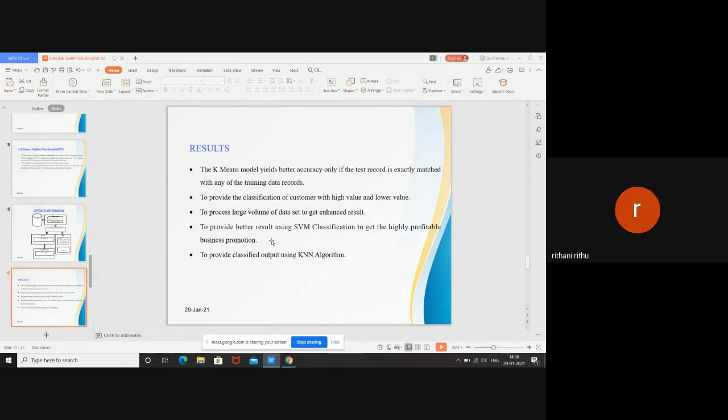Result. The k-means model gives better accuracy only if the test record exactly matches any of the training data records. To provide classified output using the KNN algorithm, process a large volume of data set to get an enhanced result. To provide the classification of customers with high value and lower value. To provide better results using SVM classification to get a highly profitable business promotion.